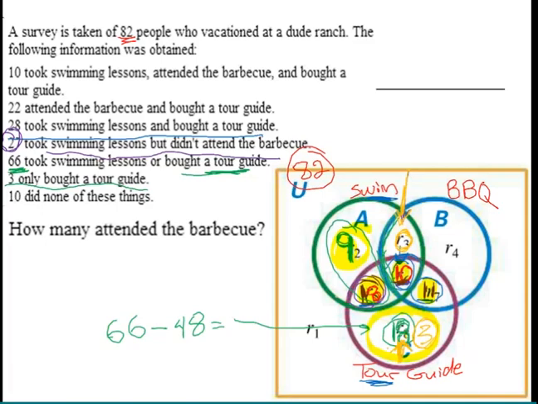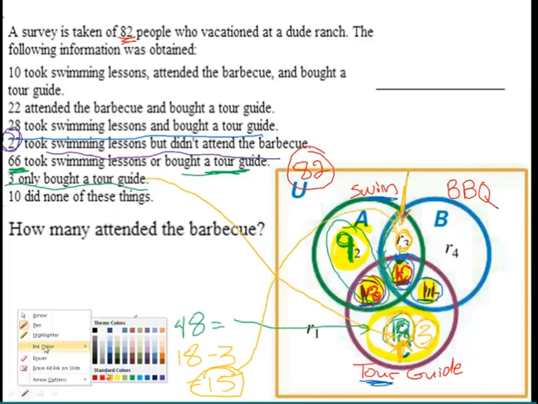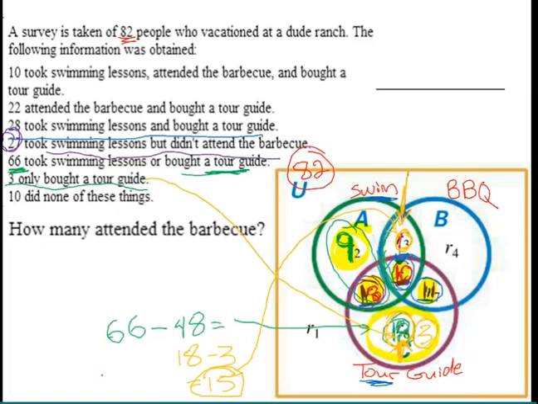It says that there's only 3 that bought a tour guide, so it definitely goes here. So this 18 needs to be taken away from, so I take another look at my 18, subtract 3 from it, and I'm going to get 15. That 15 is the number that's supposed to go up here in region 3. So I'm going to go ahead and put 15 there. And then it says that 10 did none of these things. So that means out here there's a random 10 people that didn't do anything. They just showed up and hung out and did nothing.